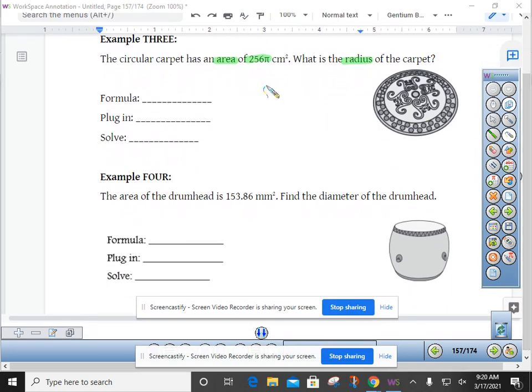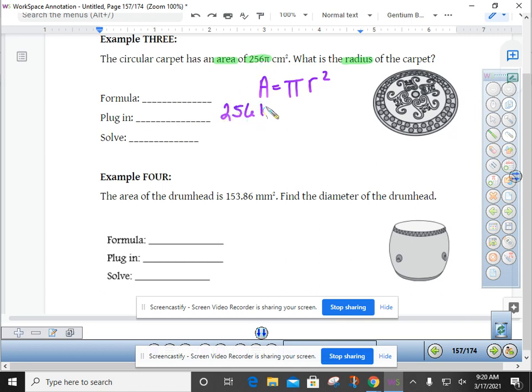So I'm going to write the formula. Area equals pi r squared. What is the area? 256 pi. Perfect. I'm going to fill that in. Did they change pi? No. I'm not changing pi. What is 3.14 divided by 3.14? 1. Good. What is pi divided by pi? 1.